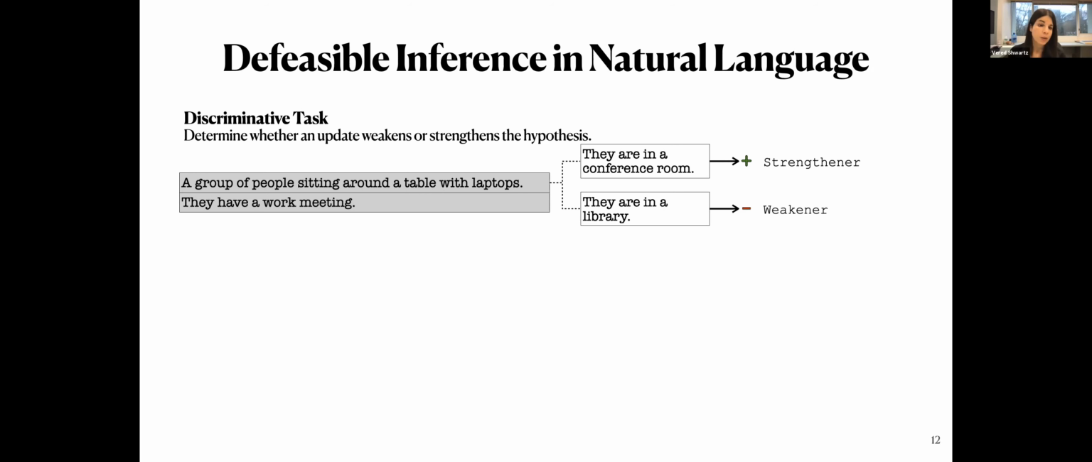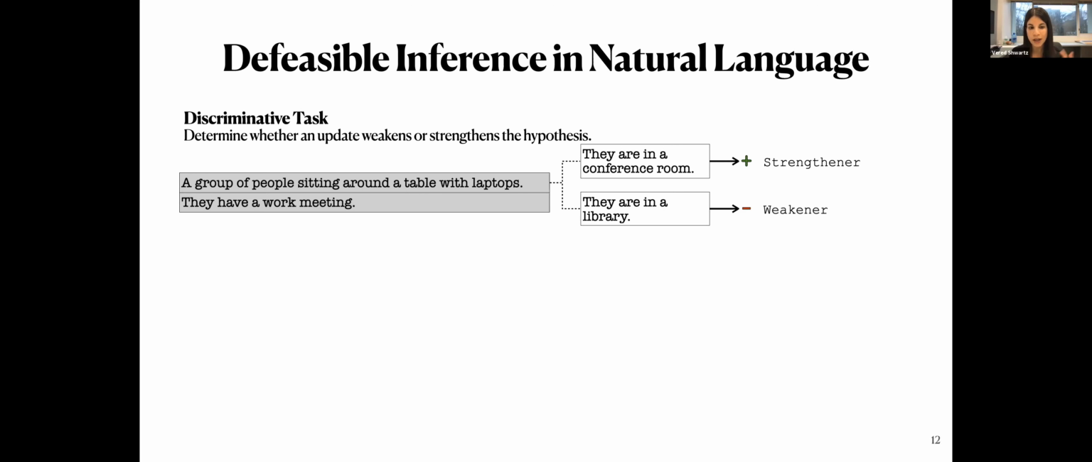And actually, we got pretty good performance here, but it's not necessarily because it's easy. It's mostly because when you collect sentences from crowdsourcing workers, or from people in general, there might be some biases in the way that they describe the strengtheners and the weakeners, and it's something that is very easy for models to pick up on.